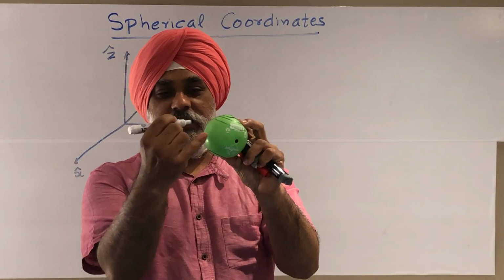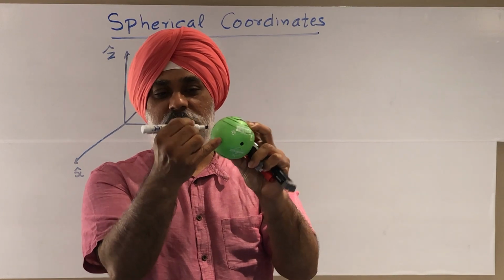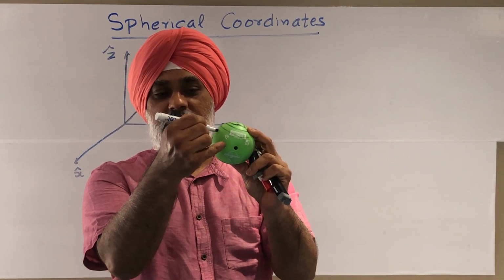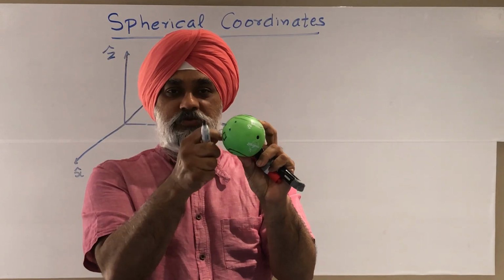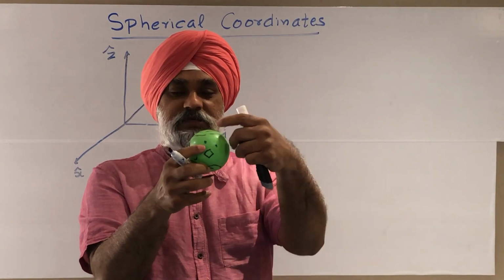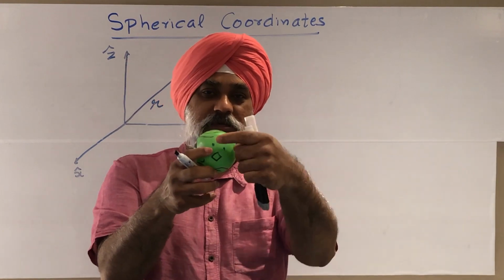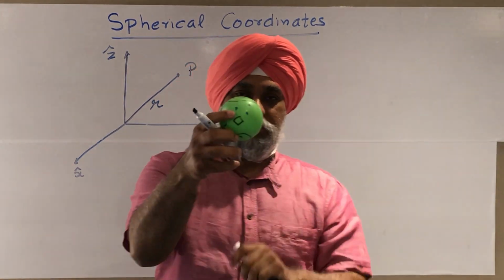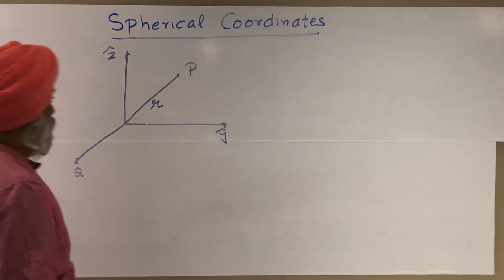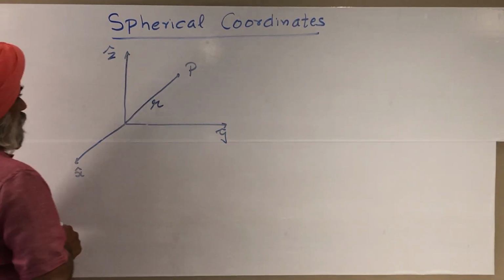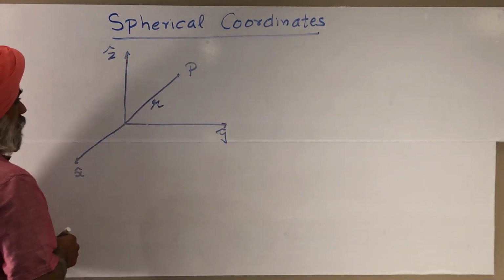So by taking the line, I can go to a point here, or I can go to a point here, and I can go to the point here. I should be able to move this line. Each of them has a radius r, and I should be able to move it in angles such that I get to different points on my sphere.